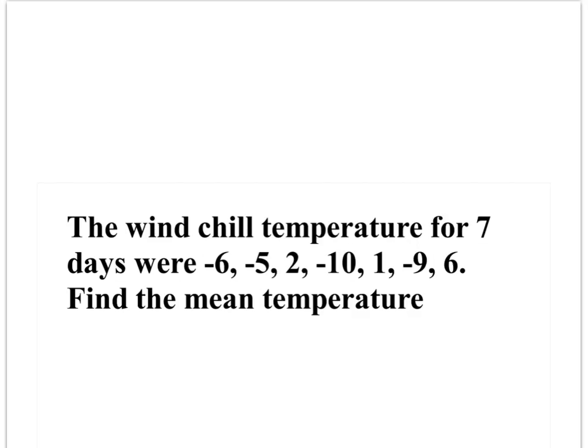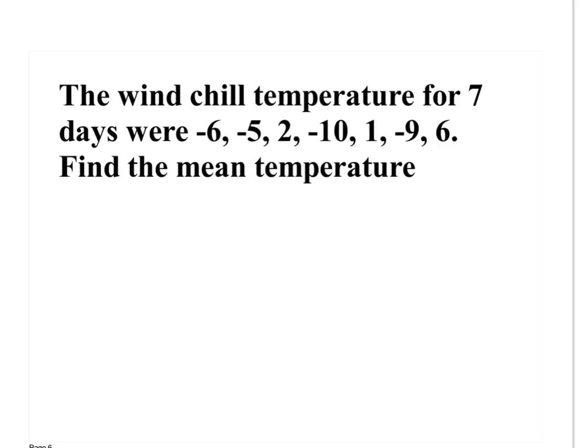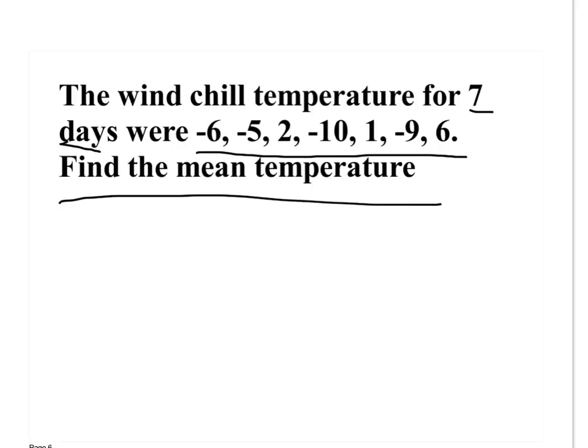All right, what you need to do is write what I underlined, these 7 temperatures over 7 days, and find the mean temperature. So let's find the mean temperature if this is the wind chill over 7 days. What I'm going to do is add up all of these.